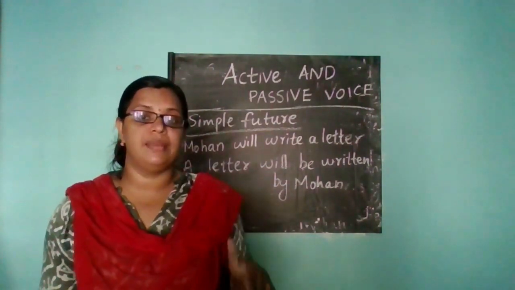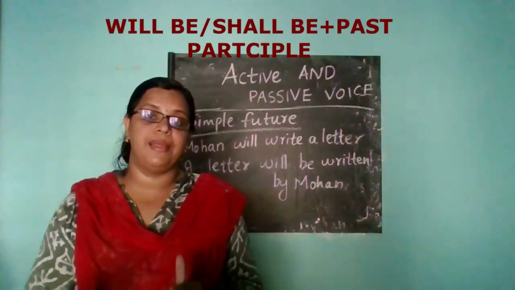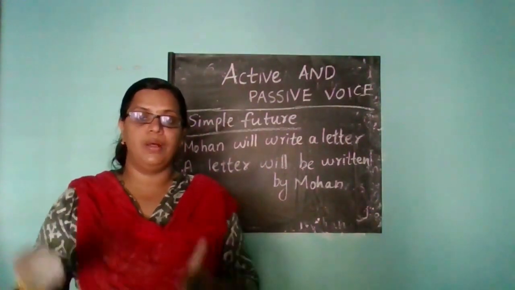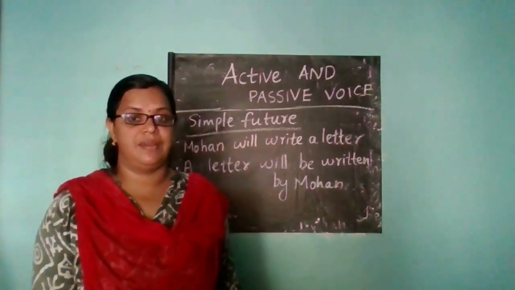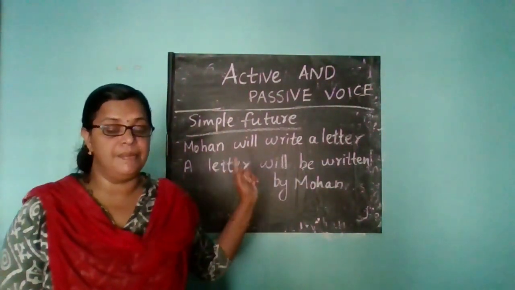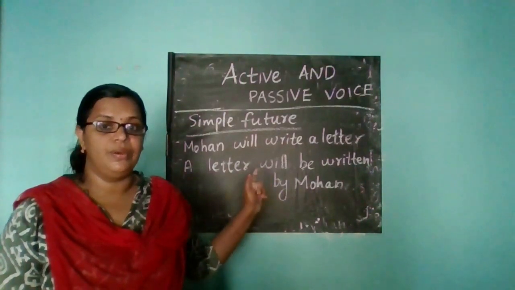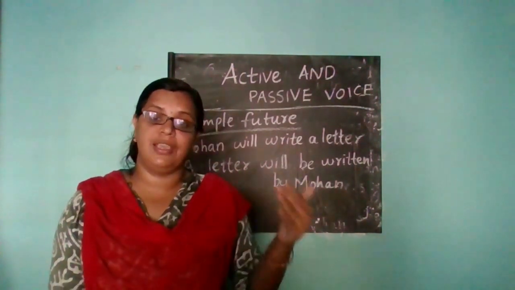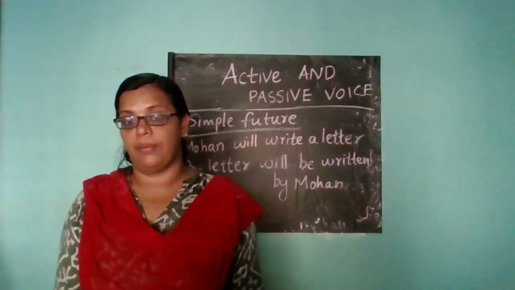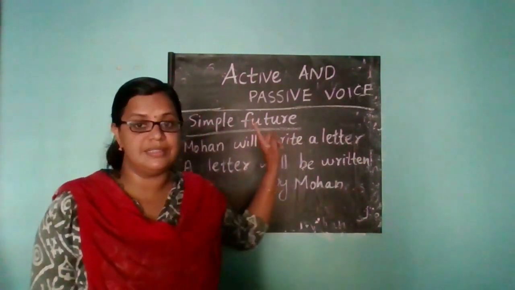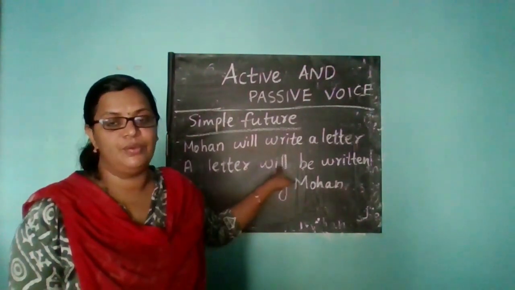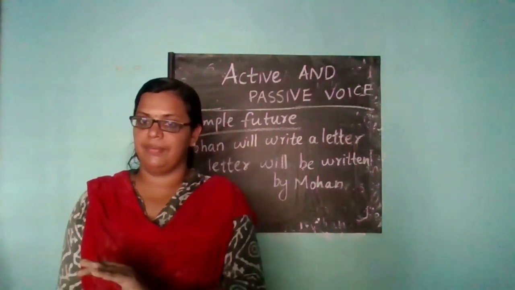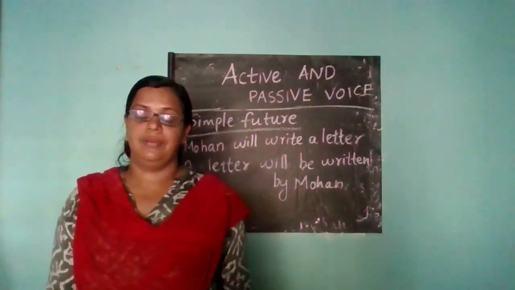Okay, then what is the format? Will or shall plus be plus V3 form. Okay, will be or shall be plus V3. If the tense is in simple future, you can use will be or shall be in order to change into passive form. Okay, if the tense is in simple future, you can use this form will be or shall be plus V3 to change into passive form.